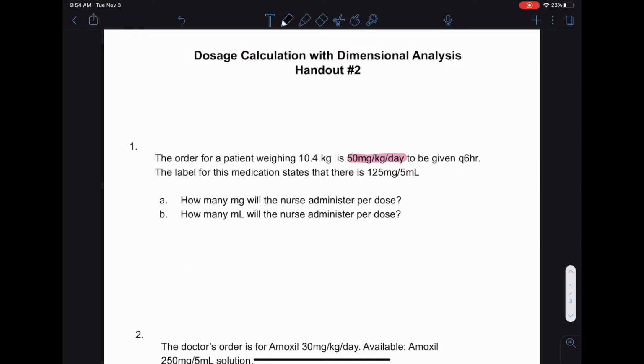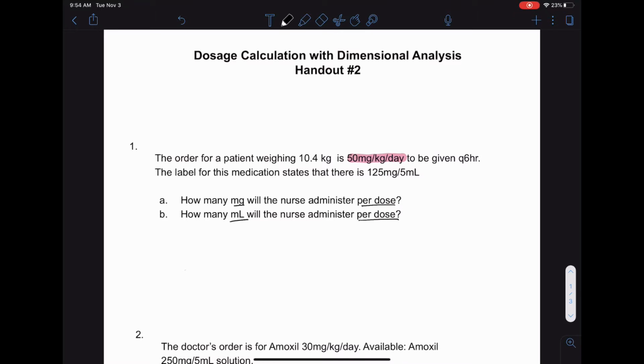So just looking at the problem, the order for a patient weighing 10.4 kilograms is 50 milligrams per kilogram per day to be given Q6 hours. The label for this medication states that there is 125 milligrams per 5 mils. So in part A of the question, we're going to find out how many milligrams the nurse will administer per dose, and then how many mils the nurse will administer per dose.